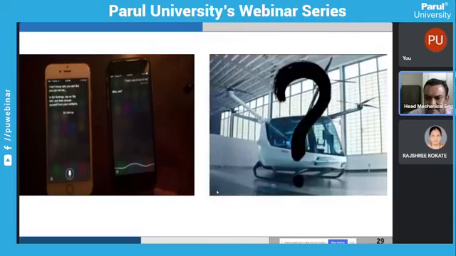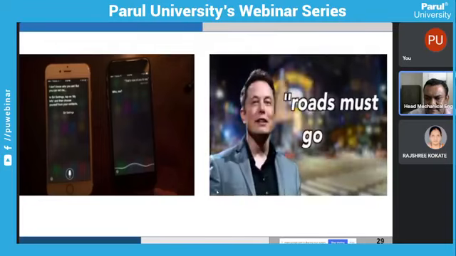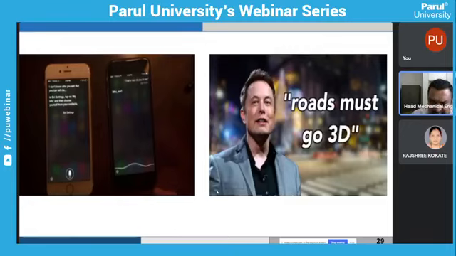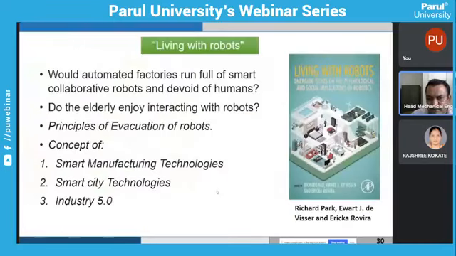But that may not work. Elon Musk says that roads must go. Right, so you can see that now there won't be 2D roads. There may be a concept of 3D roads. So maybe your space may be used for roads by the robots in the near future.